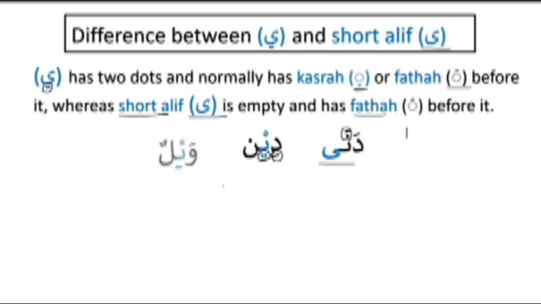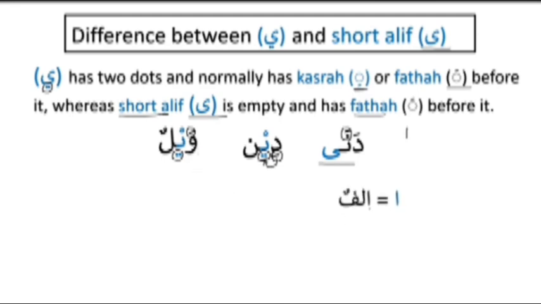Excellent. And then we have wailun. What about wailun? Is this ya as well? Again, excellent. And the reason is the same, that we have two dots under it. However, as I mentioned, sometimes it can have fatha before it, but most of the times it takes kasra before it, because ya is compatible with kasra. However, it is possible that it can have fatha before it.